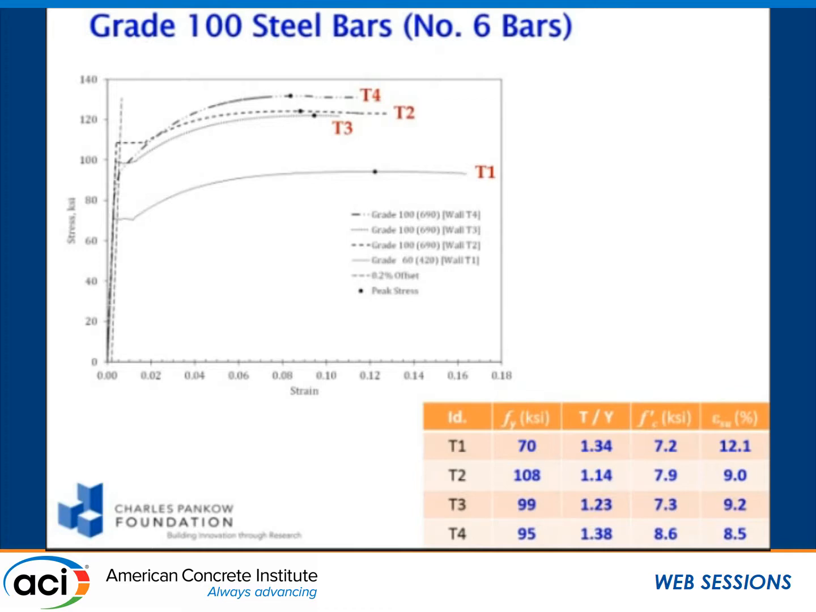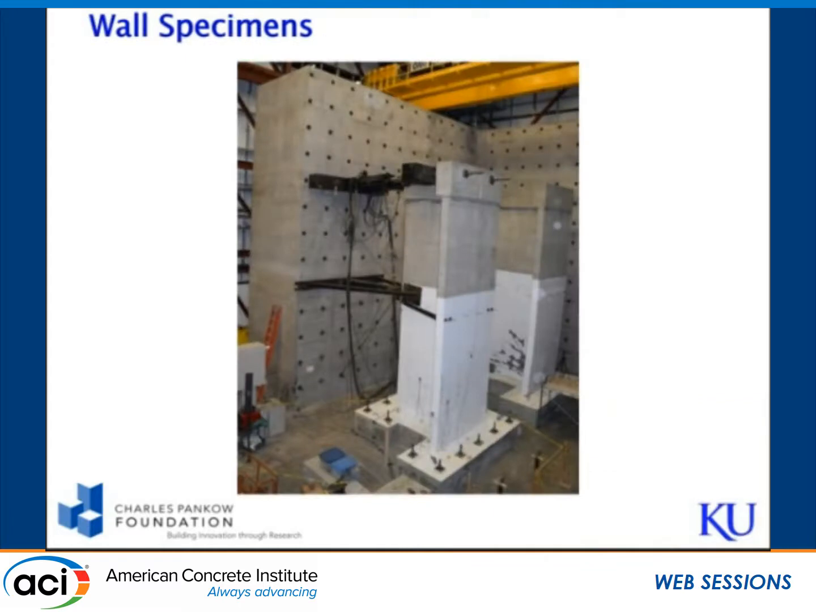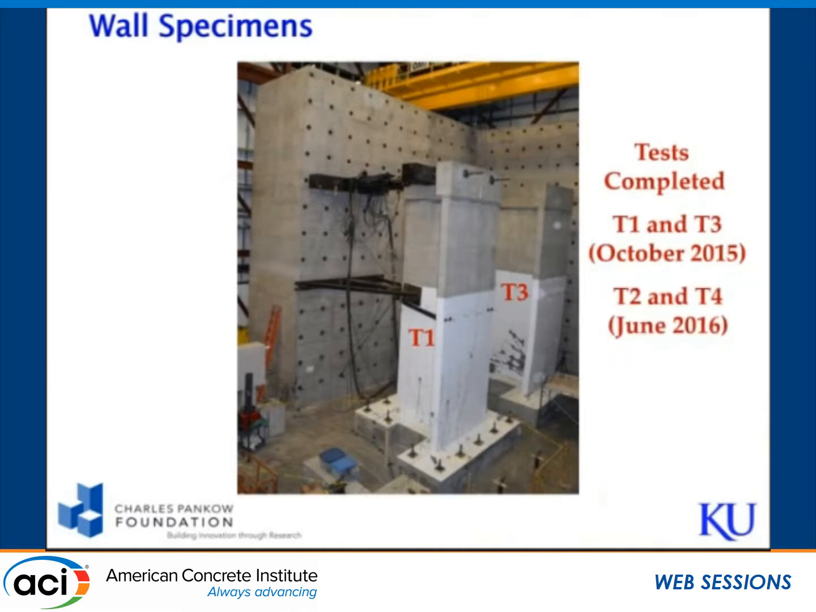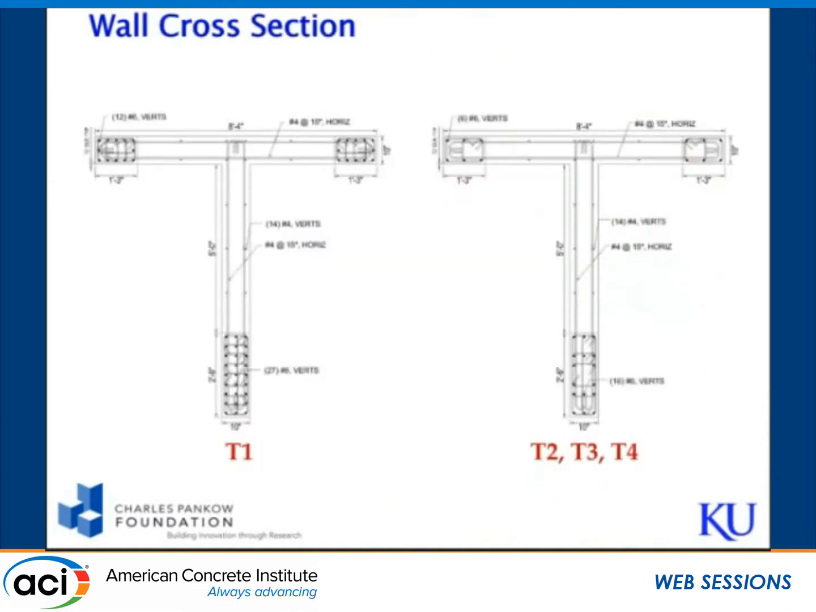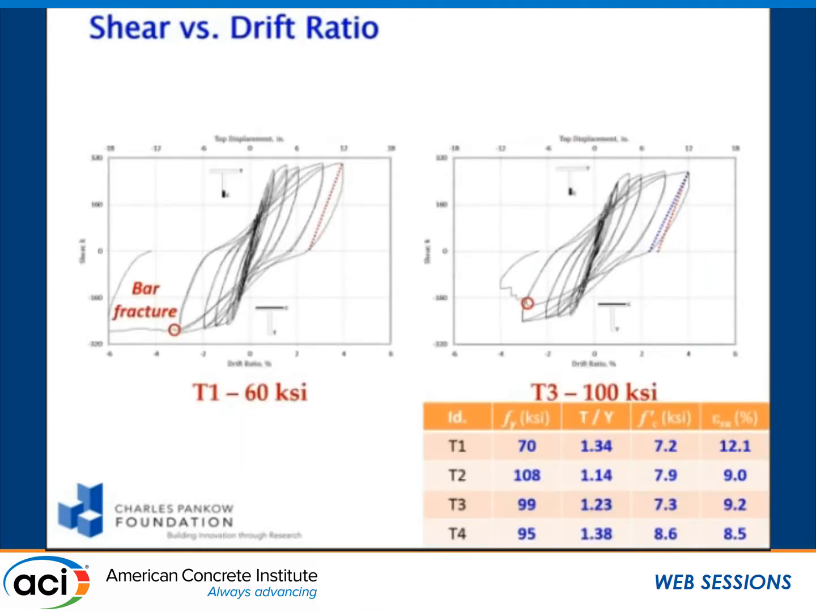T2Y is different. We have a moderate T2Y in the grade 60, T1, which came in about 1.34 T2Y. T2 is a very low T2Y at 1.14. Then there's a moderate T2Y, and then a high T2Y, and one of these has that roundhouse shape. These are the walls up in Kansas. The tests have been completed, and these are the reinforcement details.